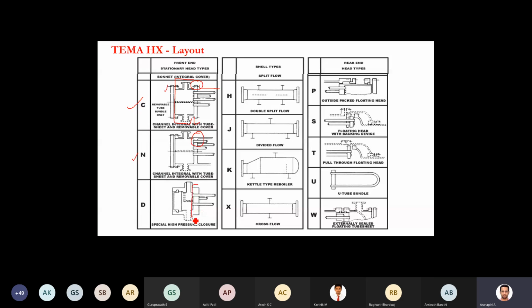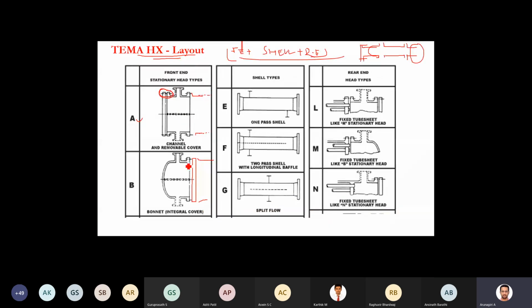So this tube thickness is bigger when compared to this. For special types of arrangements or closures, we will go for this type of front end closure. Now you understand the difference between these different types of front ends. One is channel and removable cover, both are removable. Another one is bonnet integral, where this cover is integrated with your channel, and that is also removable.